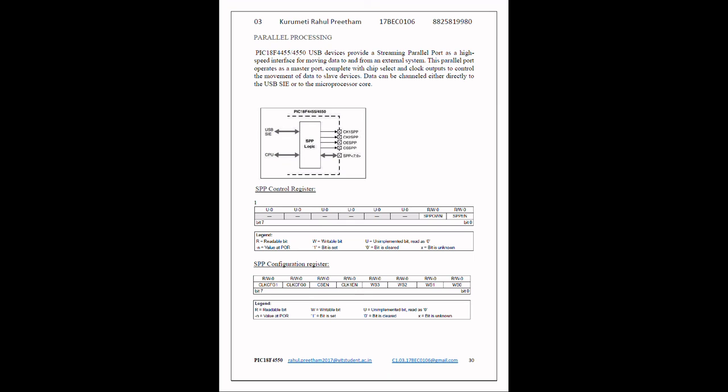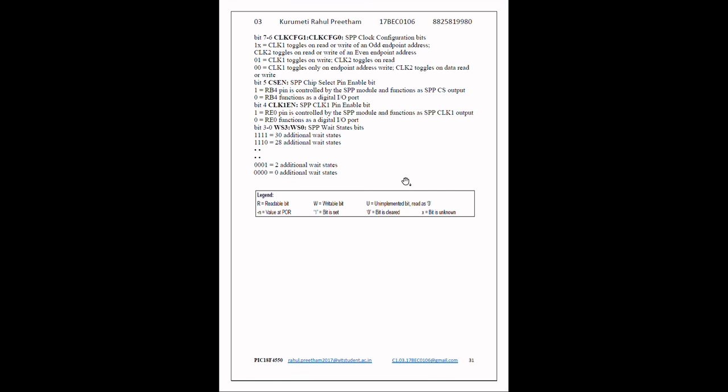Next, we talk about the SPP control register. This SPP control register controls the processing time, which is given by the timers of this device. This should be configured as given. These are the different types of configurations for the SPP register.